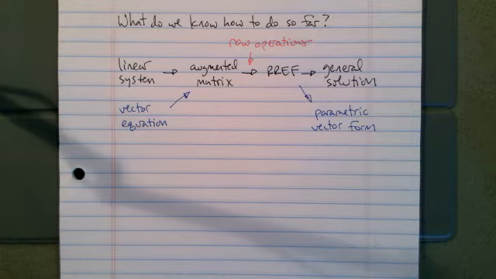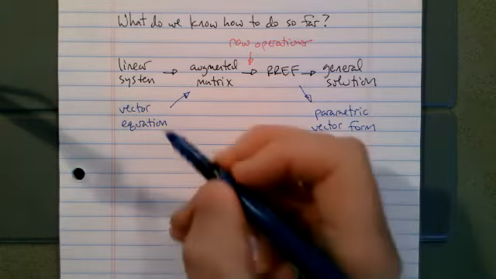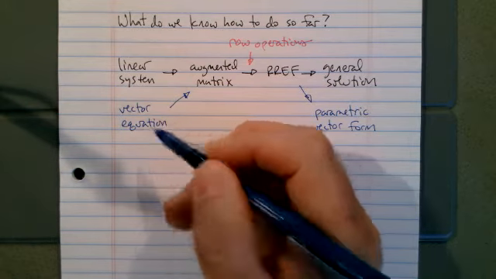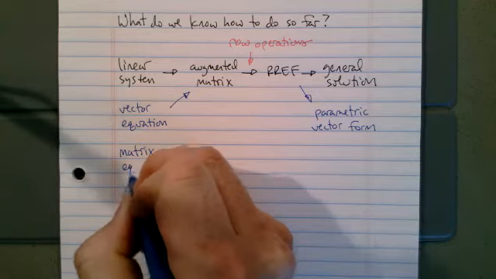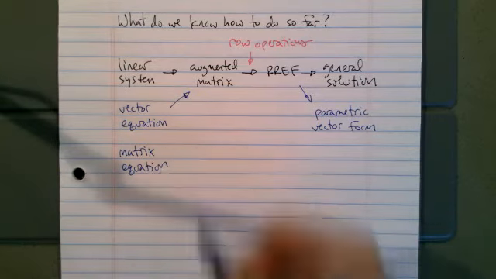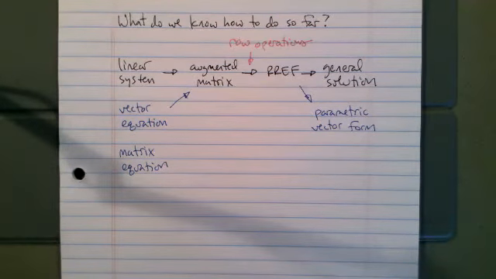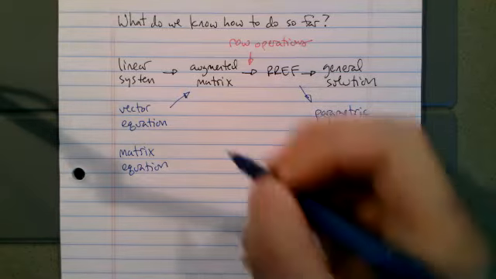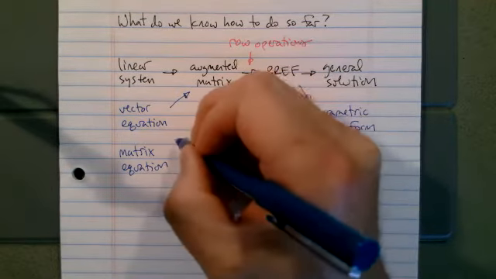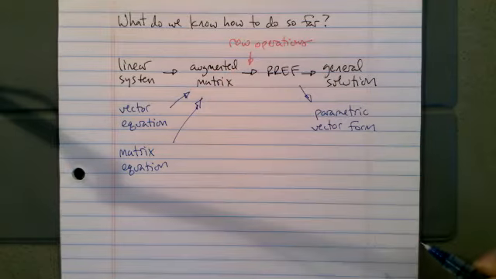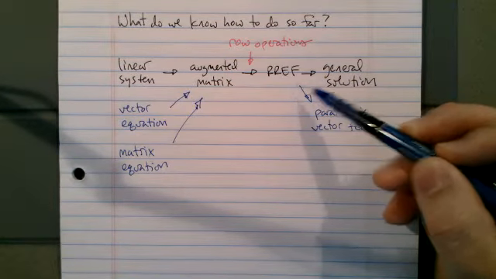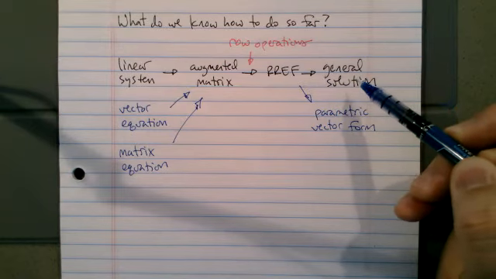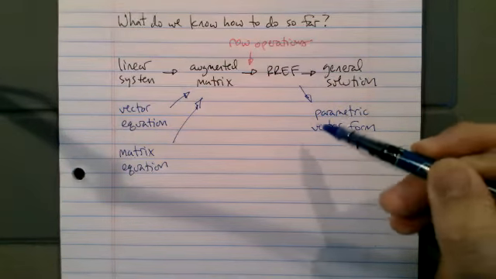In addition to all this, we want to add to the vector equation portion of things the matrix equation. We want to take the matrix equation, which is equivalent to a vector equation, which is equivalent to a linear system. And the matrix equation will also get turned into an augmented matrix. We find the reduced row echelon form of the augmented matrix, and then we can write the general solution to the matrix equation, or more appropriately, its parametric vector form.